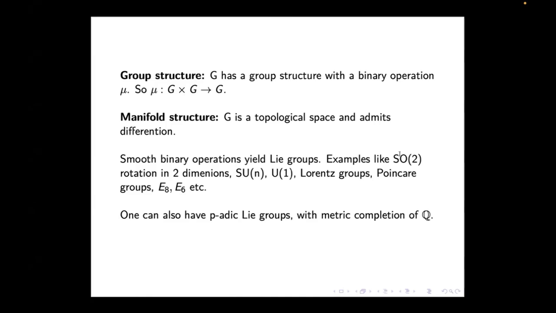SU(N) is also important. So U(N) is the unitary group, and SU means special unitary groups. U1 is the one we discussed, the group of circle symmetries. The Lorentz group and Poincaré group are very important from the GR perspective. E8 and E6. Now, what are E8 and E6? E's are called exceptional Lie groups.